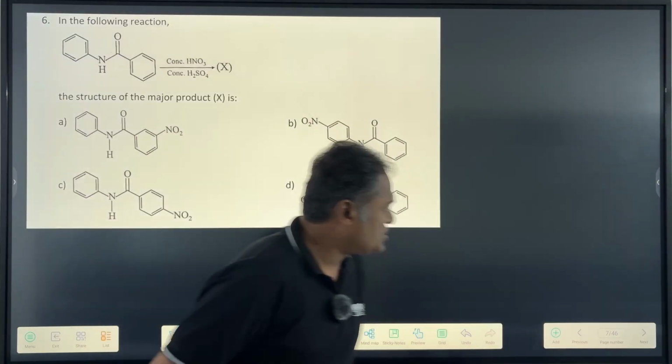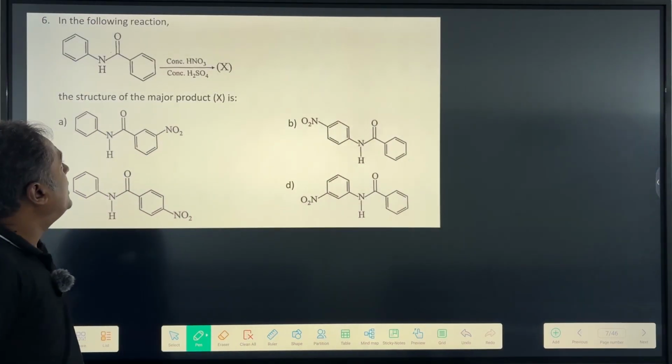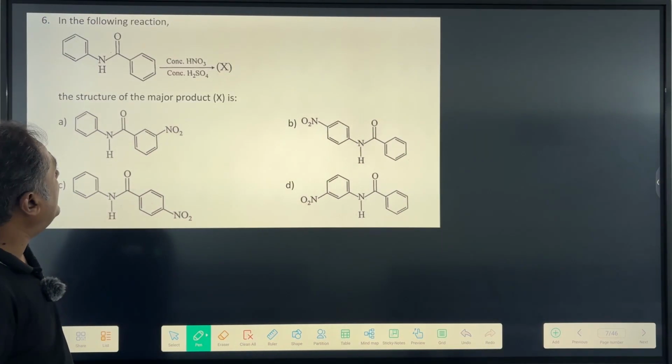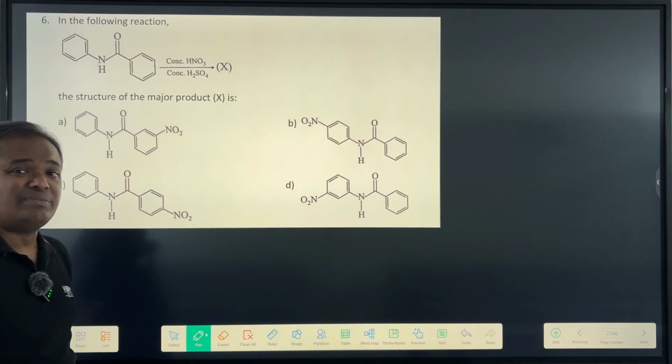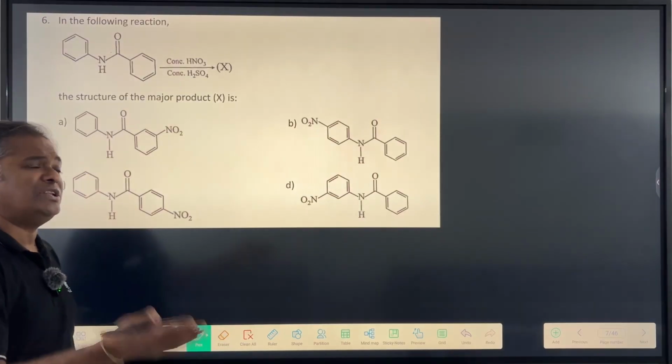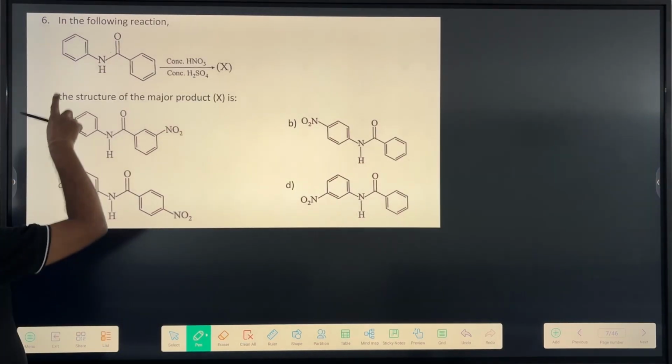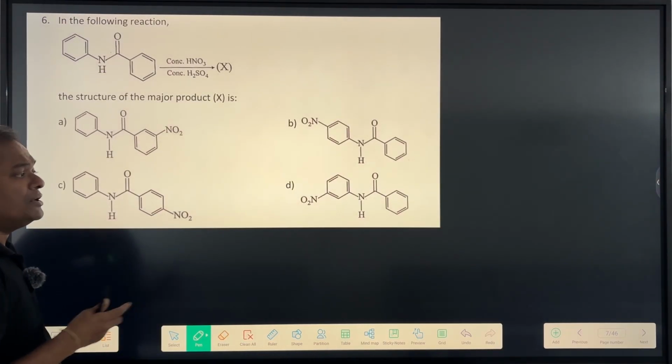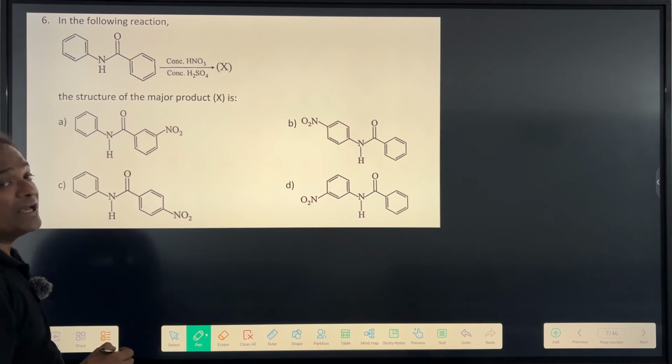Now, in the next question, child, if you see, I have got one reaction and on the arrow it is given as nitric acid plus sulfuric acid. I think so this reaction is called nitration. But before going for nitration, let's understand, do we have an ring over here? Obviously, this is something called an aromatic ring.